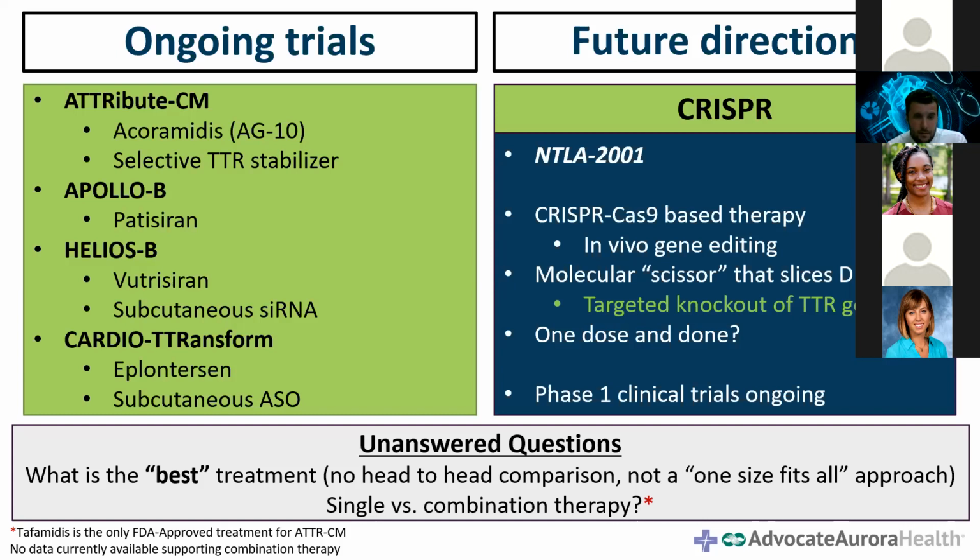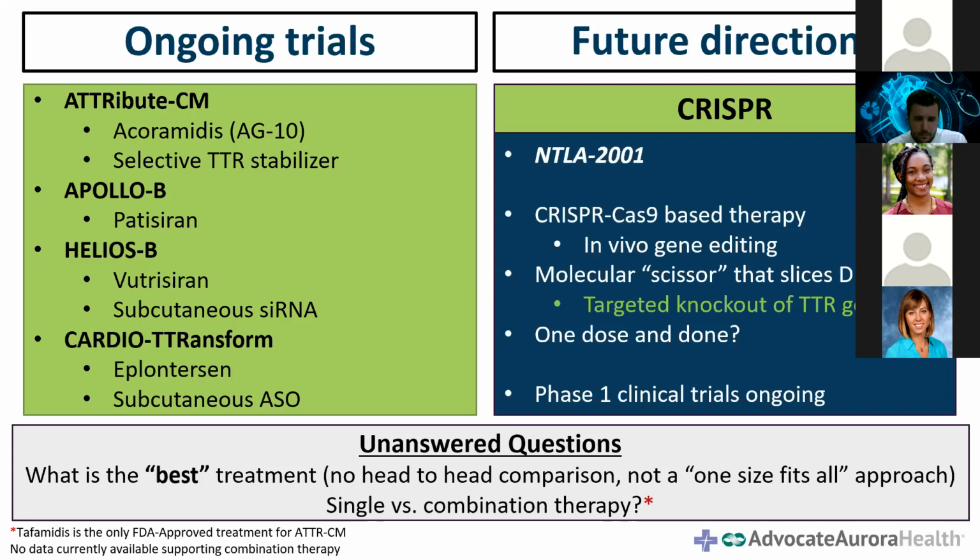Currently, there's a compound, NTLA 2001, that's a CRISPR-based gene editing therapy. So what this does, it essentially acts as a molecular scissor to go in and cut out the section of DNA that's responsible for making TTR. Now, this targeted knockout would prevent transcription, not translation, and would permanently stop the liver from making transthyretin after a single dose. Now, phase 1 trials of this agent are currently ongoing.